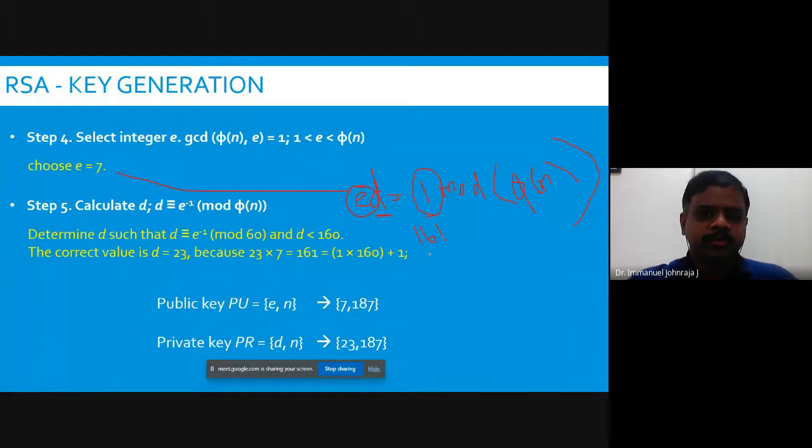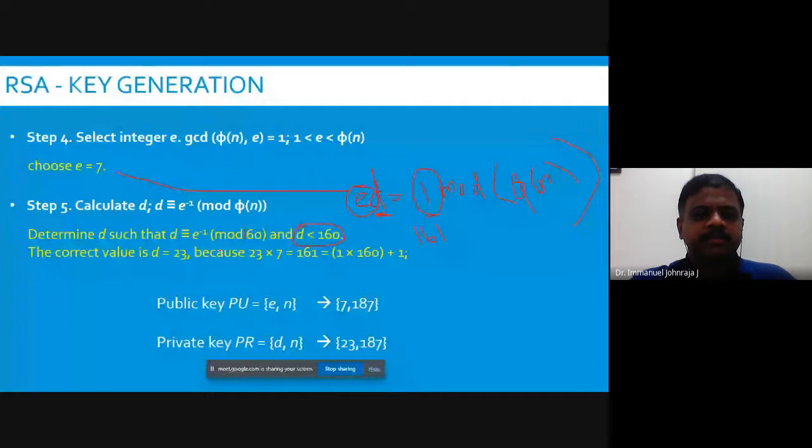So this is the straightforward way for our simple calculation. Otherwise, we should go for Euclidean mathematics, which is not within the scope of this textbook. But interested readers can go for, I think, the third or fourth chapter in our textbook, which will give you more light on how it works. But this calculation is very simple. Determine D such that D is equal to E inverse mod phi of n. It's not 60, it is 160, and also D should be less than 160.